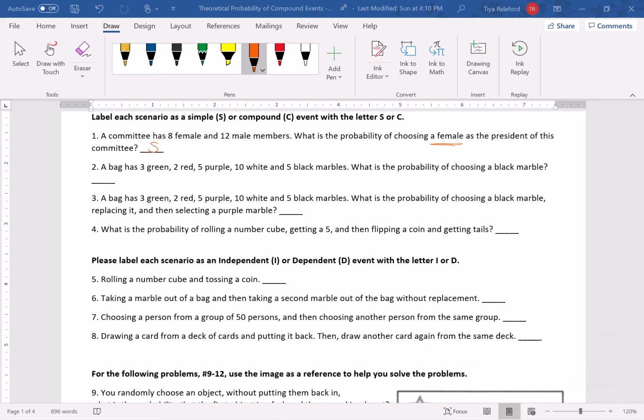Number 2 says a bag has 3 green, 2 red, 5 purple, 10 white, and 5 black marbles. What is the probability of choosing a black marble? How many marbles are we choosing? 1. 1 makes it a simple event.